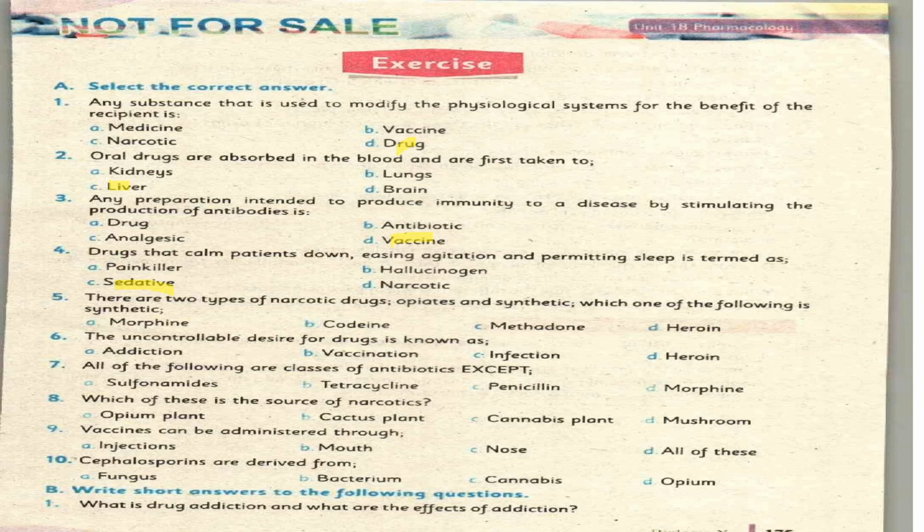Which one of the following is a synthetic drug? Methadone. The uncontrollable desire for drugs is known as addiction. All of the following are classes of antibiotics except morphine. Which of these is the source of narcotics? Opium plants. Vaccines can be administered through all of these. Cephalosporins are derived from fungus.